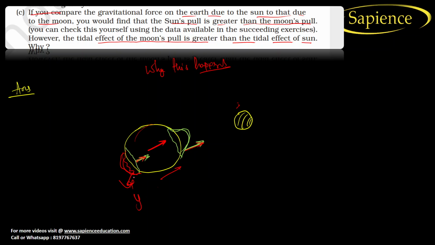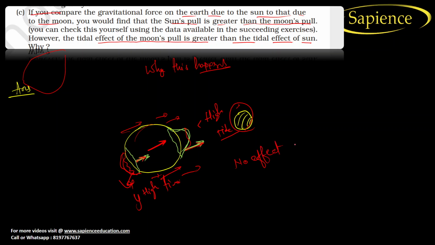At this point also you will find there is a high tide, and this portion also you will find high tide. So this is the main reason for the high tide, due to the moon, in spite of less gravitational pull. But at the same time, the sun is very far away compared to the moon, so the sun's pull is approximately the same everywhere. So there is no effect on the tide, no effect on the rising of water.